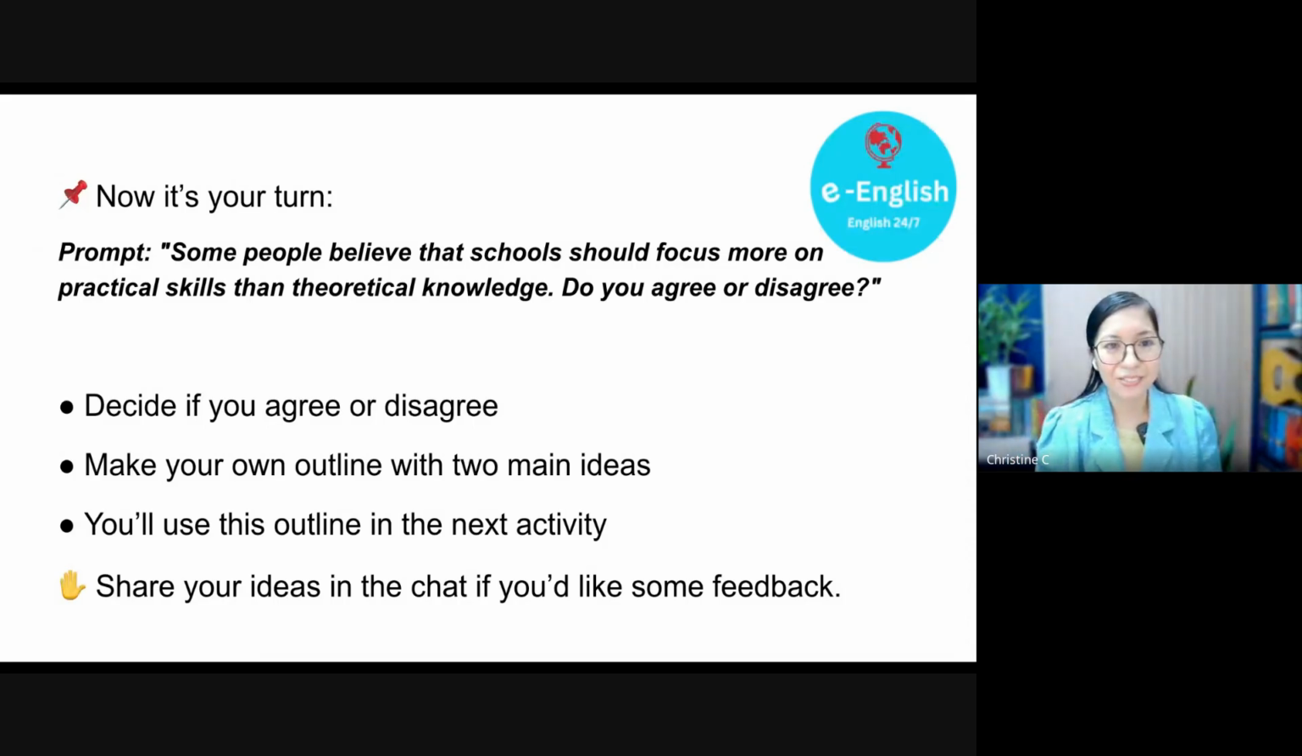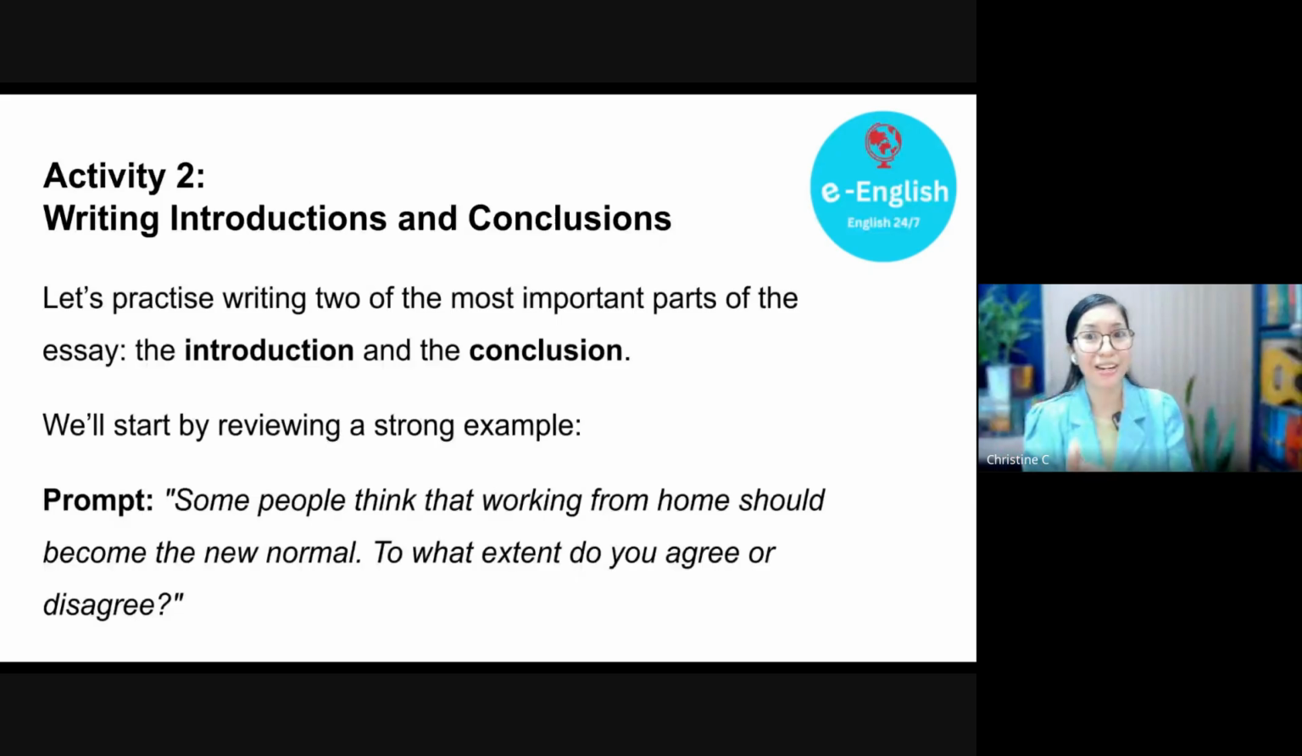Okay, so this is for everyone. Maisha, Farouk, what you can write in the chat is whether you agree or disagree. You can write A or D and two main ideas that you can work on. That would be the content of your body paragraph. Okay, so I'm going to be waiting for your responses. Please put it in the chat as we move on to activity 2.